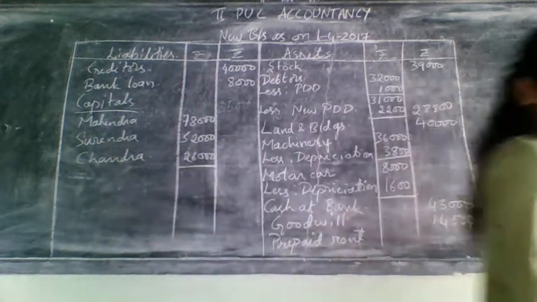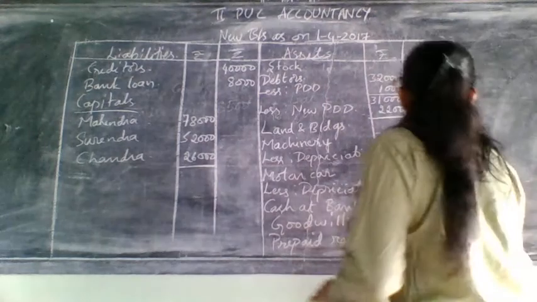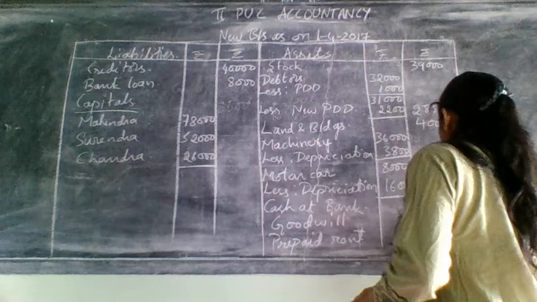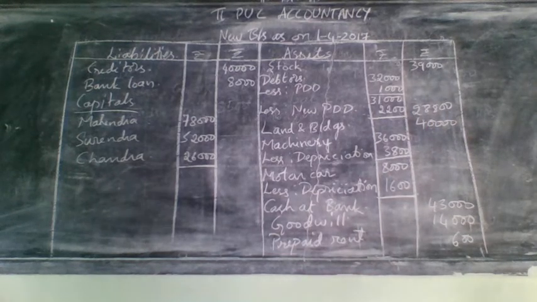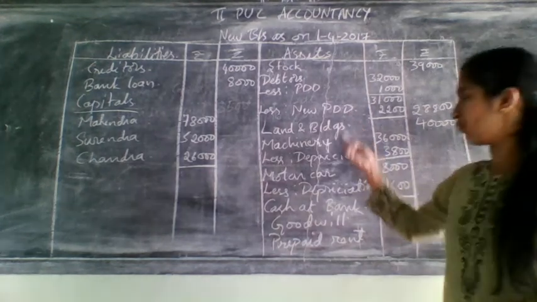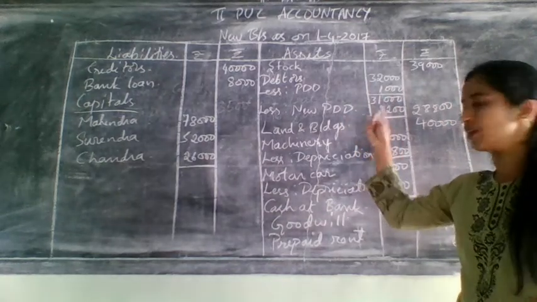How much was the prepaid rent amount? 600. Write it in the outer column, 600. Okay. After writing this, go for the next adjustment. Provision for doubtful debt is to be maintained at 10%. So that we have done here. It was already there in the revaluation account one time, and here one more time.